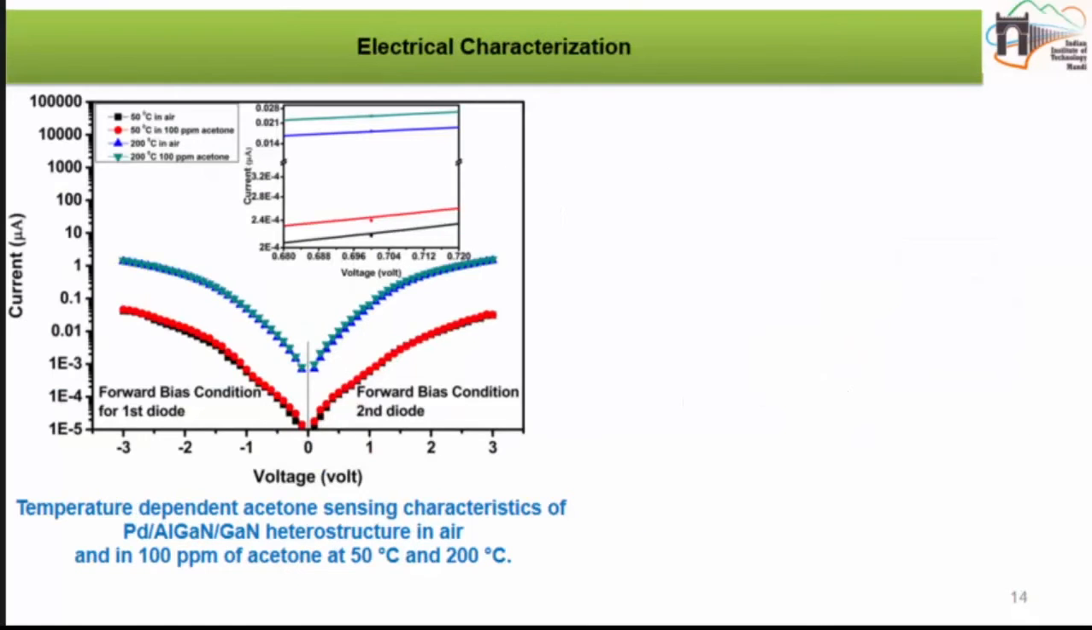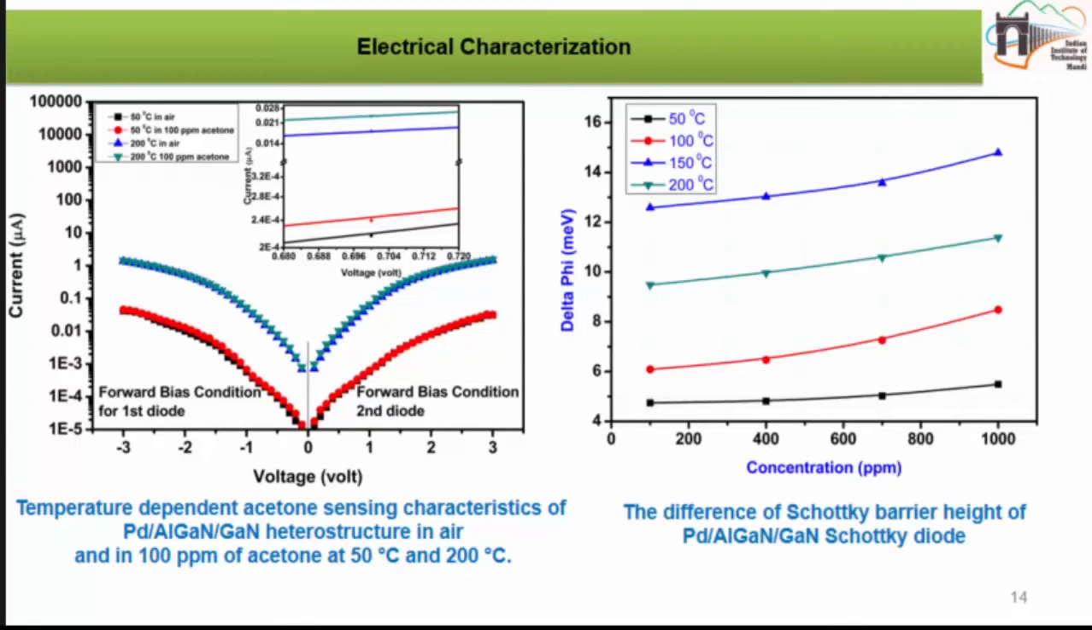And next, this is the typical MSM structure characteristics. In reverse bias and forward bias, basically you can say this is a back-to-back PN diode, and that's why we are getting the same characteristics, bi-directional and symmetrical. And this is the change of Schottky barrier height in accordance with the acetone concentrations at different temperatures.